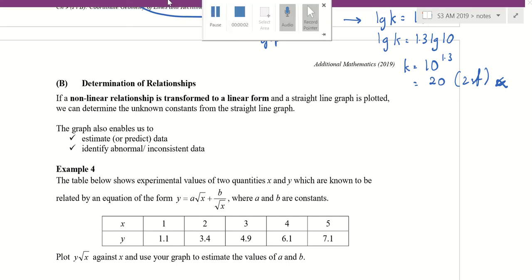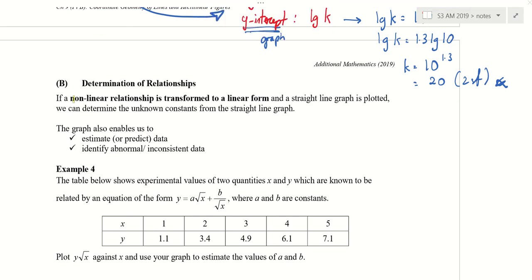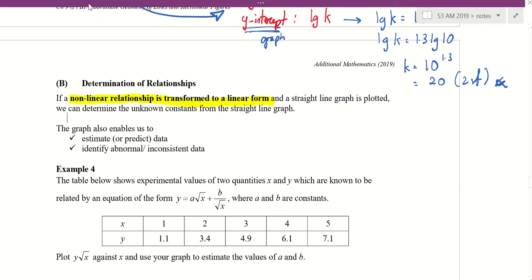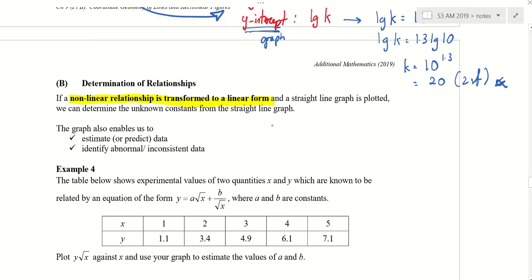Now, so a non-linear relationship is transformed to a linear form. So you may want to highlight this. So let me start the story again. So what are we trying to achieve here? We are trying to sketch a graph with y equals to x.